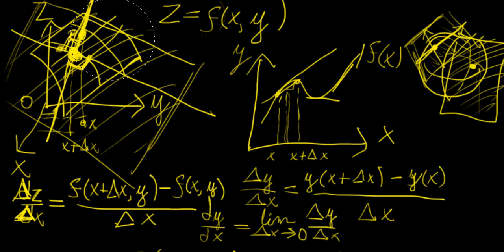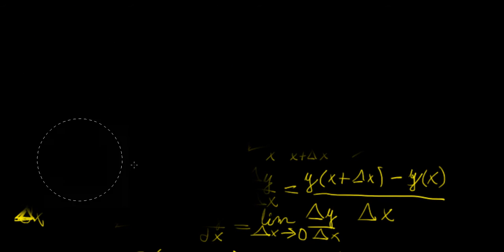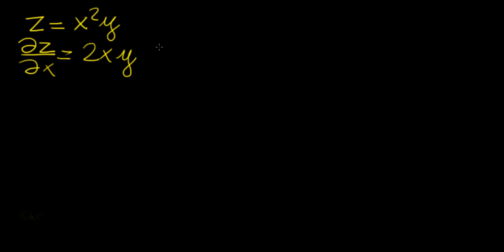So now that we have defined those two things, let's have a higher order partial derivative. Let's take another function. Let's have z equals x squared y. Let's have it very simple. If we find the partial derivative of this with respect to x, that's going to be 2xy. The partial derivative with respect to y is going to be equal to x squared.